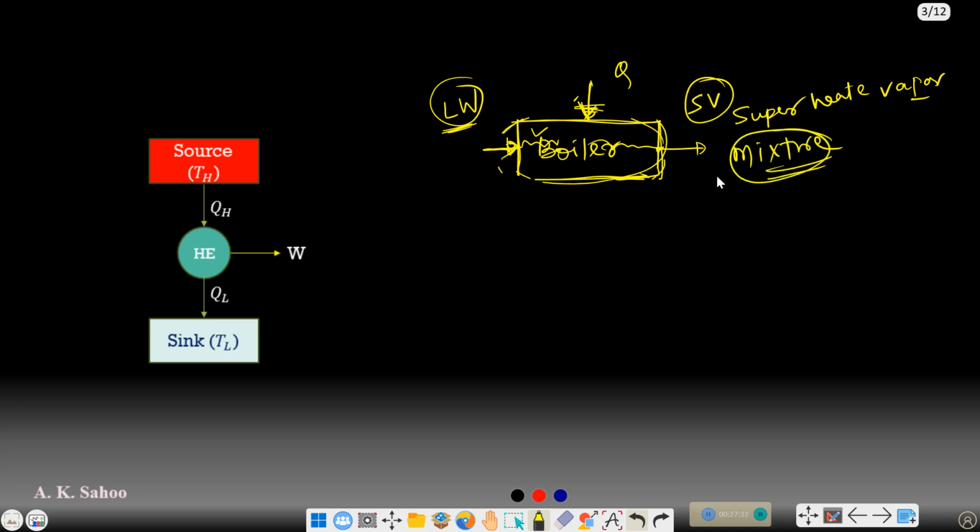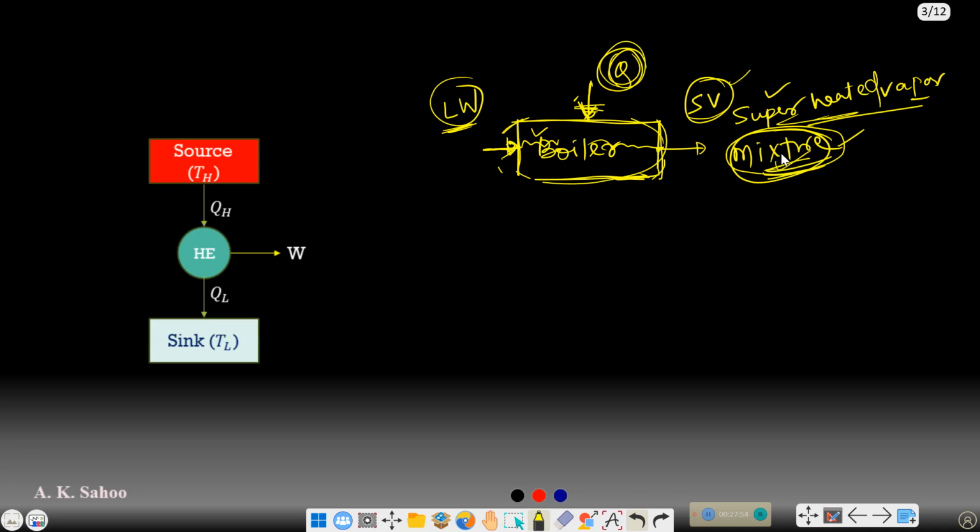Okay, so a mixture of vapor, according to the amount of heat added. If we have added the maximum amount of heat, in that case we'll be getting superheated vapor. If we added less heat, then we'll be getting a mixture. So similarly, we may get these three conditions, right?